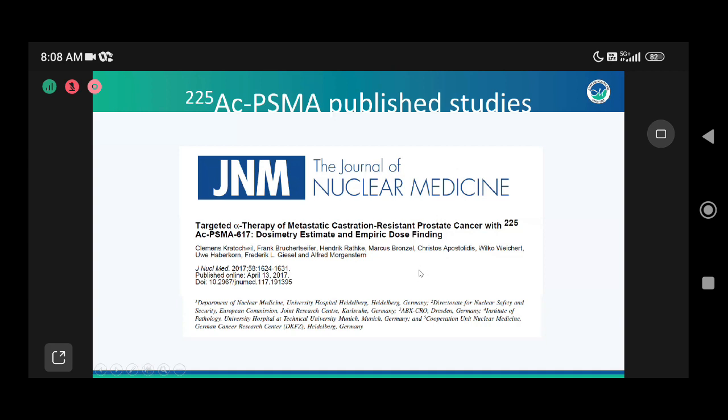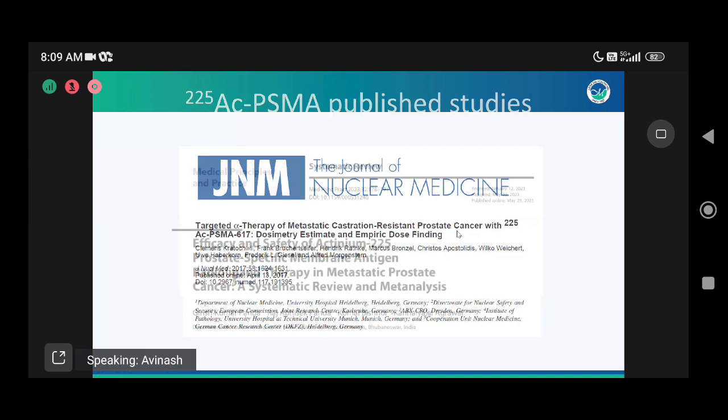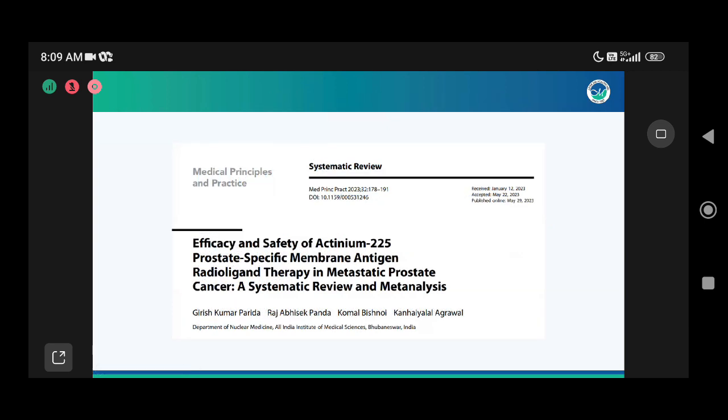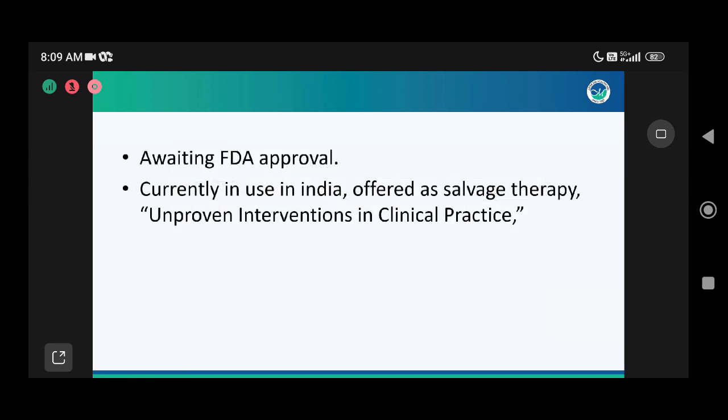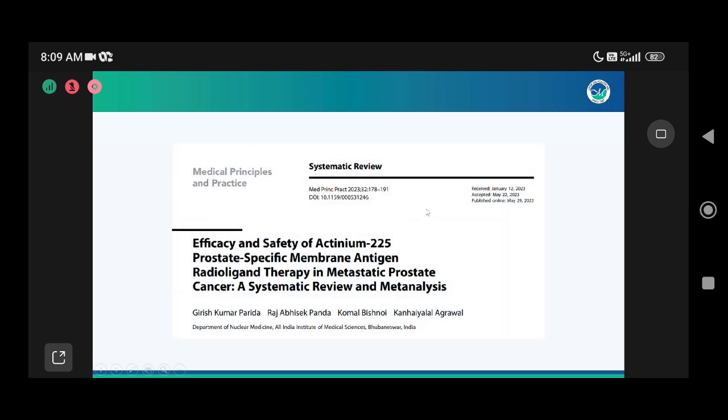But one of the good studies which has been published is the Kratochwil study, a German study, with dosimetric estimate and empirical dose finding, in which around 100 kilobecquerel per kg body weight has been found to be an adequate dose. And this is a systematic review and meta-analysis in which six studies had been used, and they found an increase in overall survival as well as progression free survival compared to the second line chemotherapy, cabazitaxel.